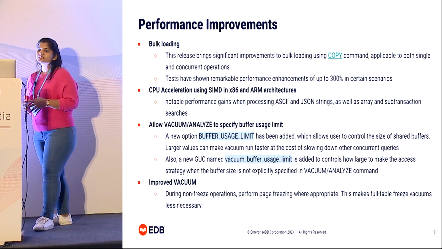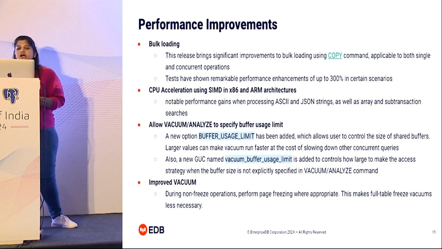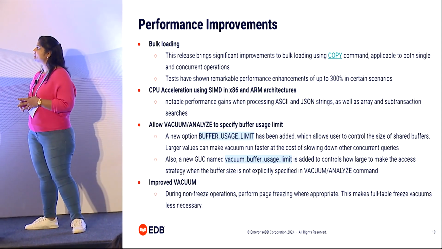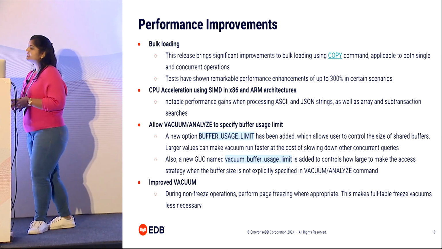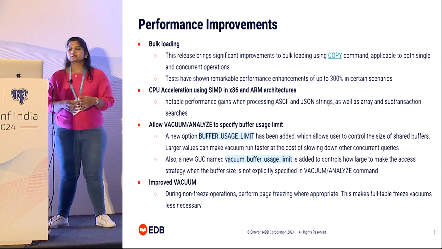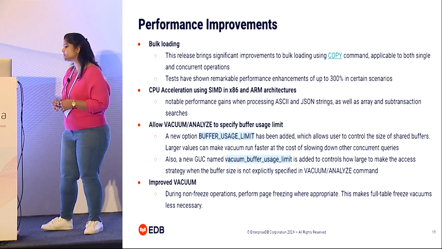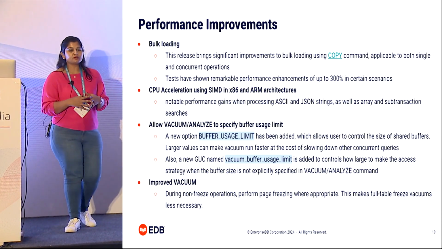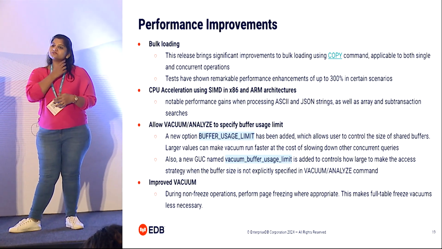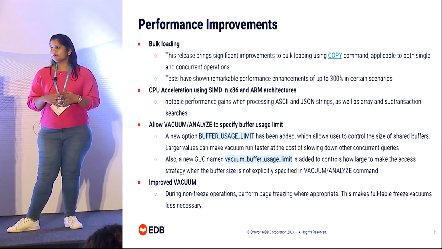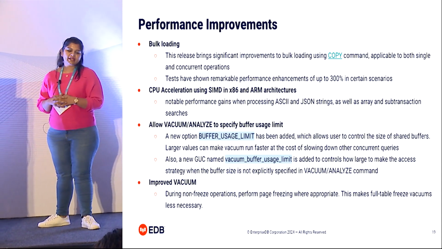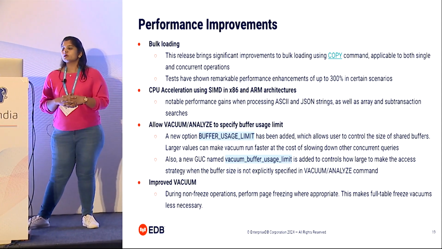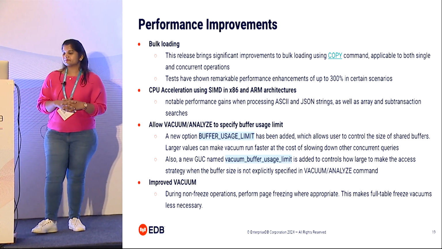The second one is CPU acceleration using SIMD in x86 and ARM architectures. So again here, notable performance has been observed while processing ASCII and JSON strings, arrays and subtransaction searches. The third one is allow vacuum analyze to specify buffer usage limit. Here a new option called buffer usage limit is added, where you could allow the user to specify the size of the shared buffer. Also a new GUC named vacuum buffer usage limit is added. So this again is used to control the size of the buffer when buffer usage limit is not explicitly mentioned.